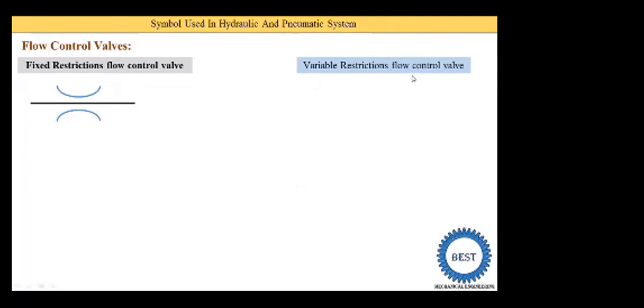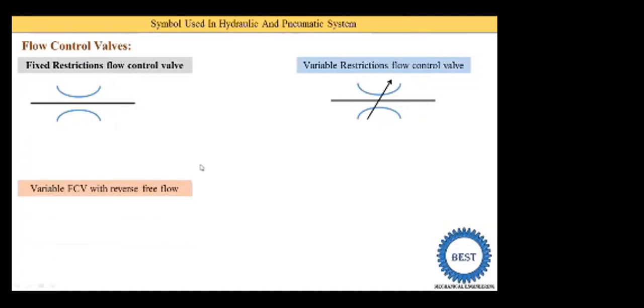Next one is the variable restriction flow control valve, meaning in that valve we are able to adjust the flow rate. Earlier, in different symbols, we studied that when the speed is adjustable, we draw one arrow line at 45 degrees. Similarly, when something is adjustable, variable, or changeable, we draw one arrow line at 45 degrees on an existing symbol, here the fixed restriction symbol. So we draw one line here. This indicates that variable flow control is possible.